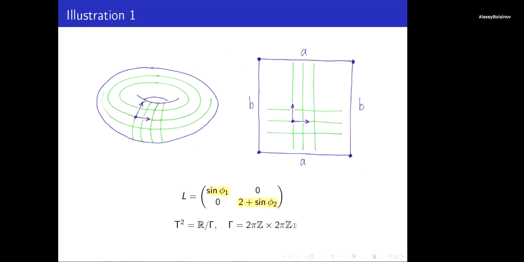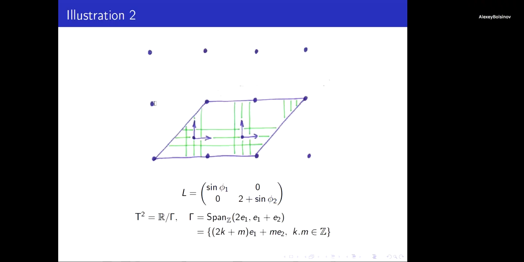Now I can modify this example in this way. The standard lattice would be just this one. Maybe let me do it in a slightly different way. Like this point, this one, this one and this one. If I consider just this square with these vertices and take it as a fundamental domain for my torus, then I will get exactly the previous example.